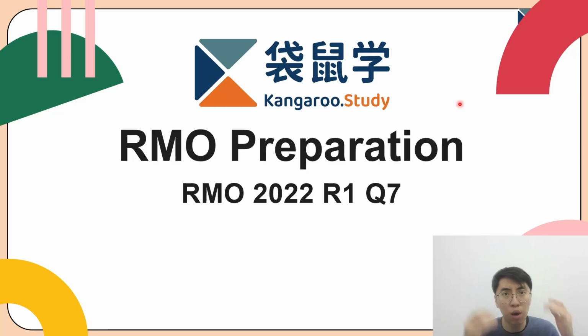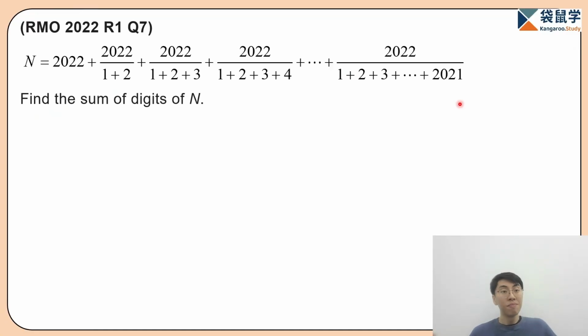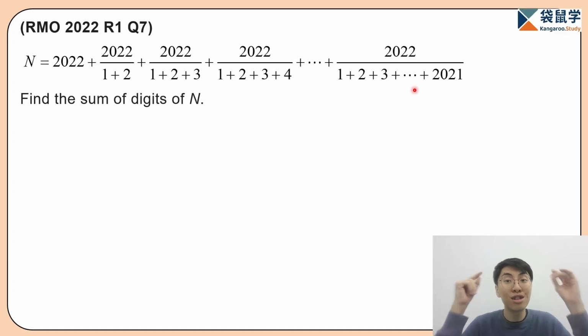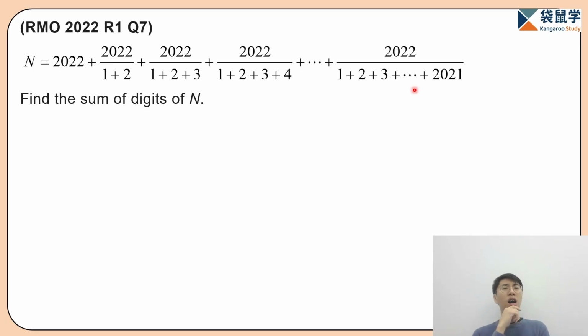Today the question that we are tackling is 2022 RMO round 1 question 7. So without further ado, let's jump straight into our question for today. The question says n is equal to 2022 plus 2022 over 1 plus 2, plus 2022 over 1 plus 2 plus 3, and so on, all the way until 2022 over 1 plus 2 plus 3, all the way until 2021. Now the question says we want to find the sum of the digits of n.